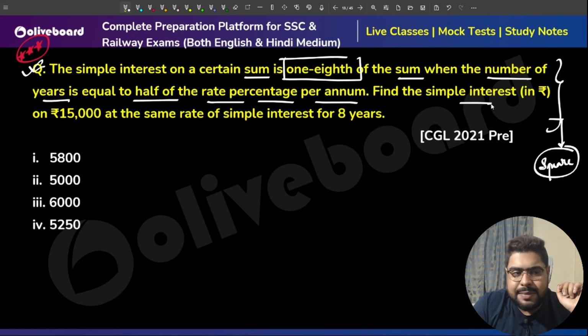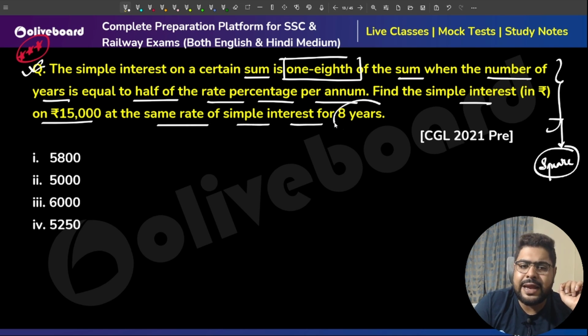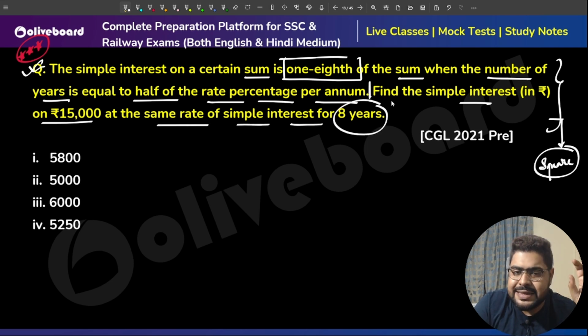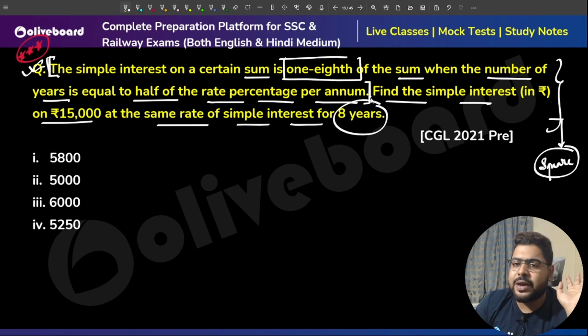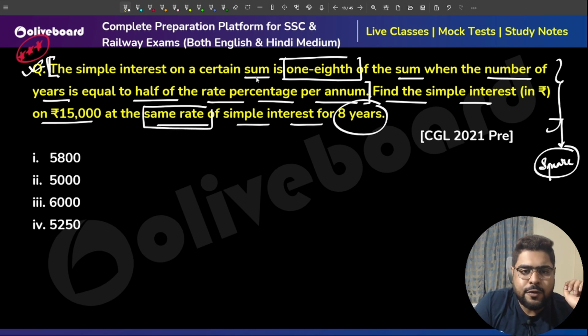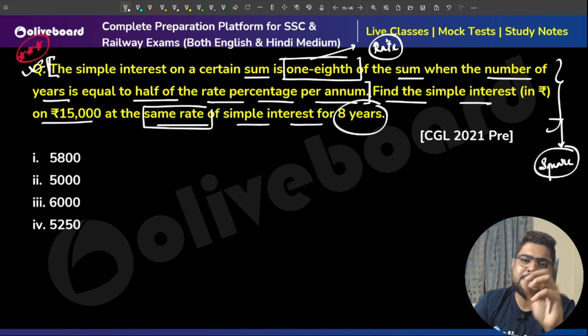Sir, find the simple interest on 15,000 on same rate of simple interest for 8 years. Meaning, sir, this is the second part of the question. The first part is where they have given us some information. So from there, we need to figure out the rate percentage, since same rate means we have to figure out the rate from the first part of the question. Let's see, sir, what is happening.